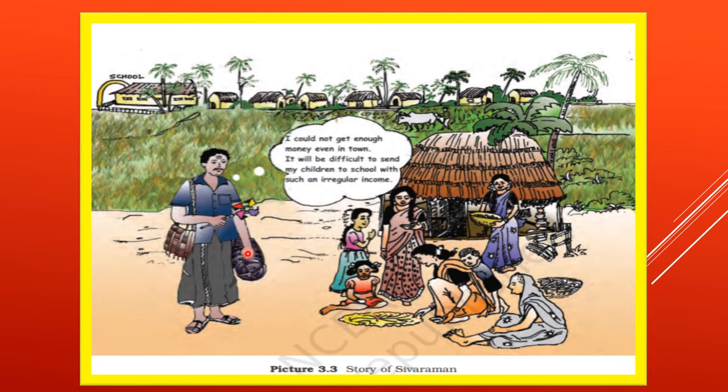None of the girls go to school. Buying books and other things for the school-going girls is a luxury he cannot afford. And also he has to get them married at some point of time. So he doesn't want to spend on education now. The priority for Sivaraman here is to get the girls married and not to educate them.